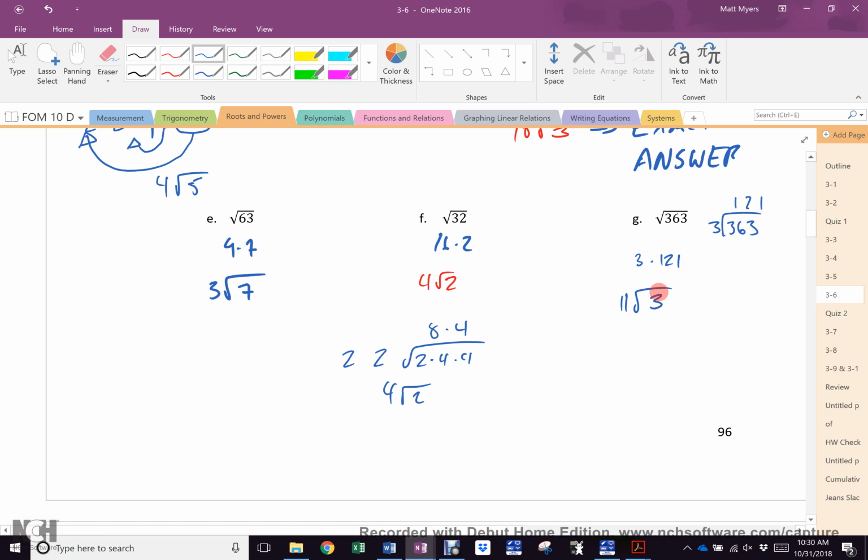Everybody? Prove it. You do this one by yourself. Square root of 54. I'm going to have a sip of coffee because I feel I deserve it.